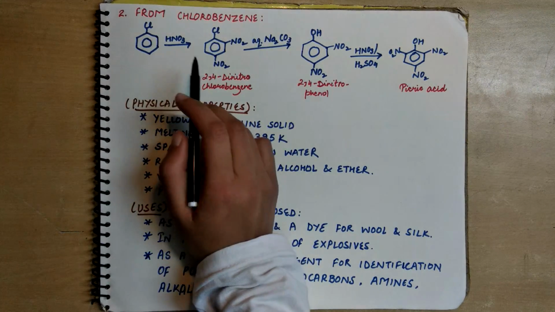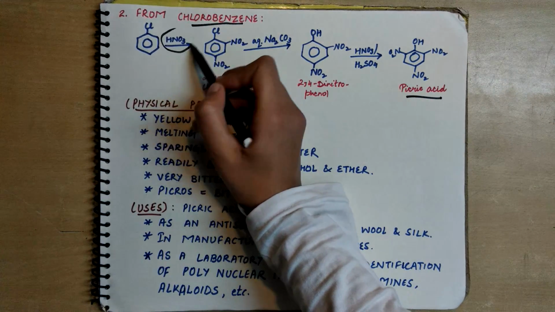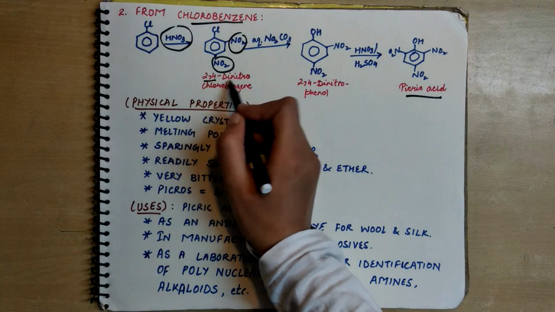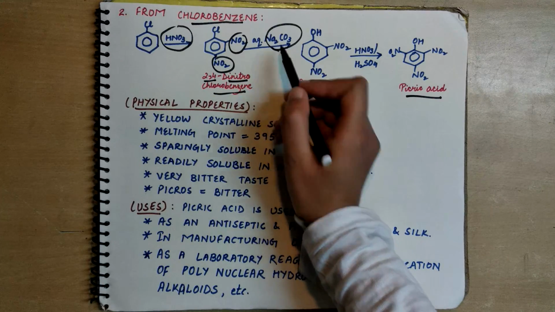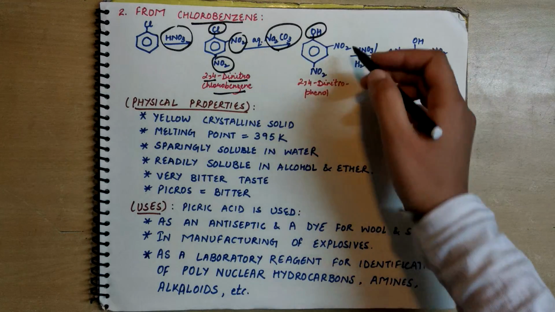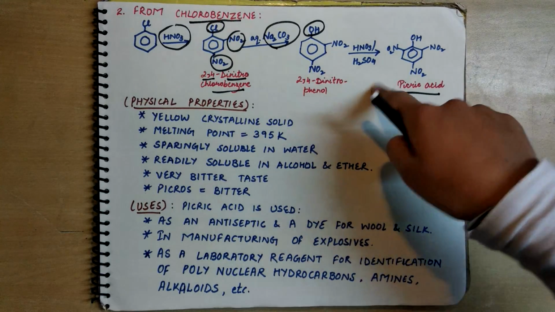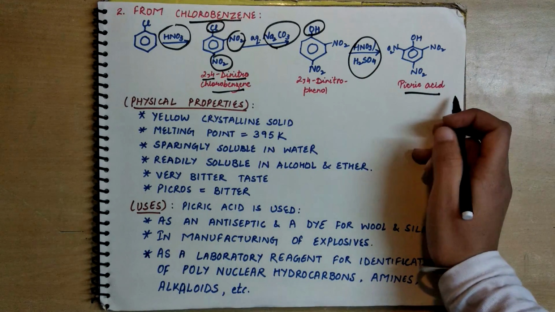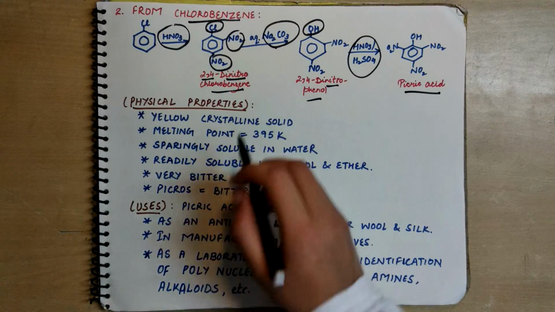The second method of preparation of picric acid is from chlorobenzene. When we add nitric acid to chlorobenzene, two nitro groups are attached. That is, 2,4-dinitrochlorobenzene is formed, and this compound is treated with aqueous sodium carbonate so that the chlorine is replaced with OH. This was 2,4-dinitrophenol, similar to the product we got in the previous reaction. Then the nitration of this product with sulfuric acid and nitric acid gives us picric acid.